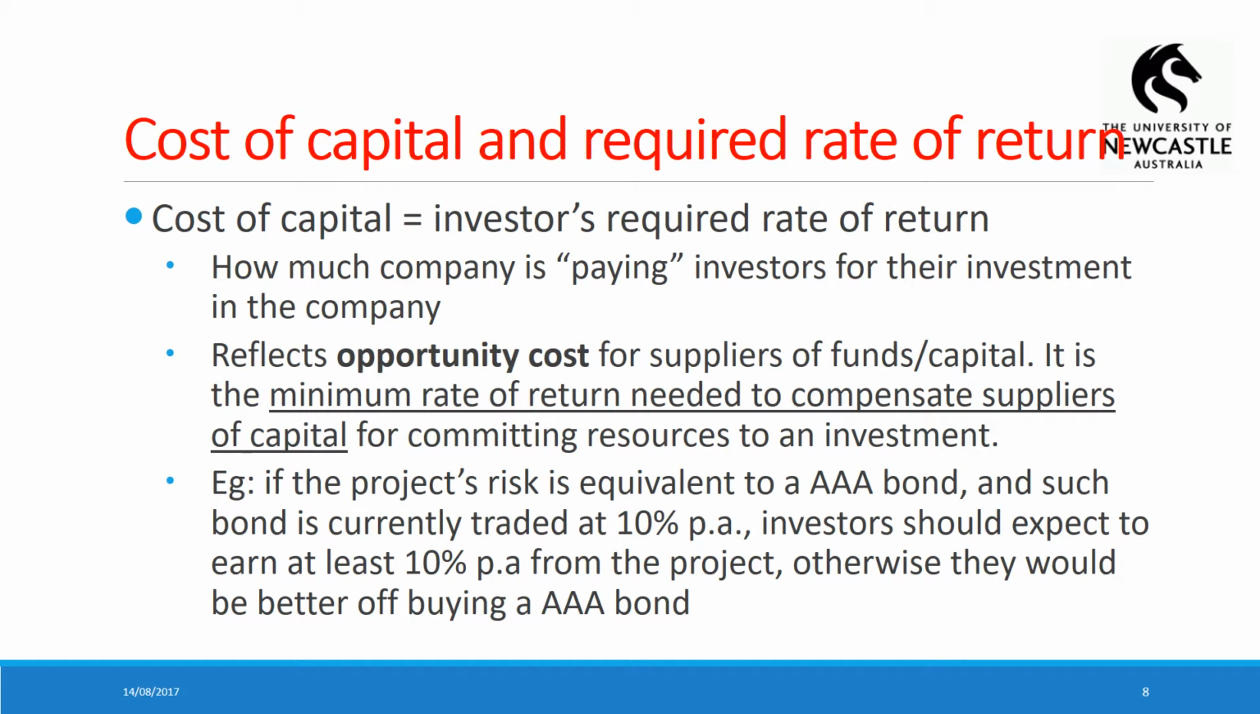So, for example, if the firm's risk or the project's risk is equivalent to another investment outside in the market, which is a triple A bond, right? And currently these bonds are traded at 10%. This means that the investor can invest in the bond for 10%. However, if they choose to invest in your project, that means that they expect that at least they would get 10% back from the project. Otherwise, they would be better off choosing the triple A bond.